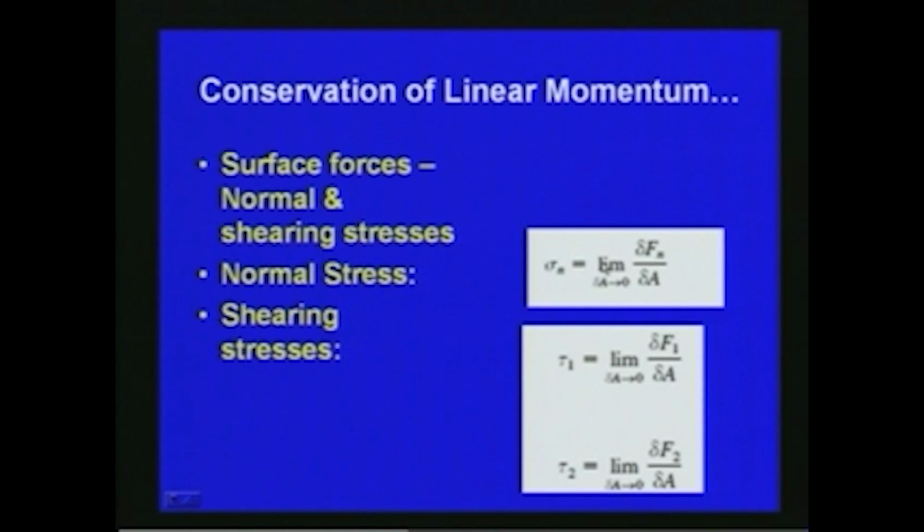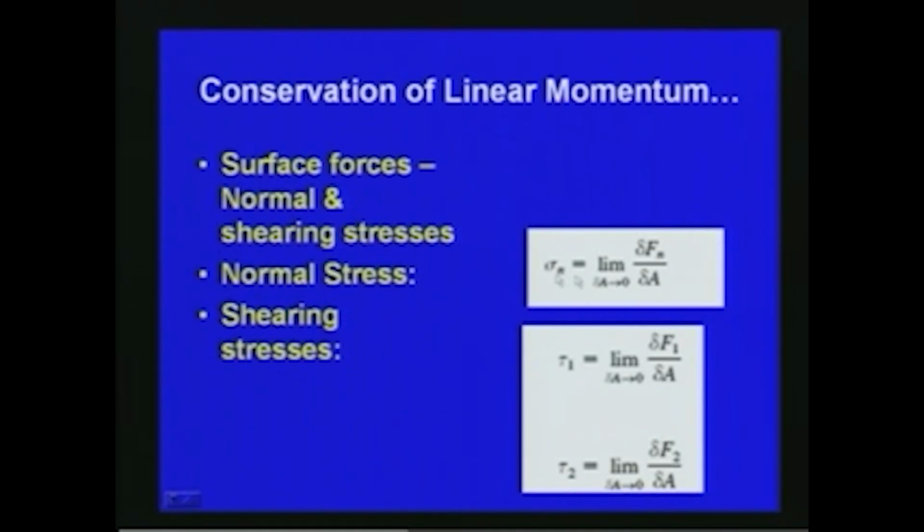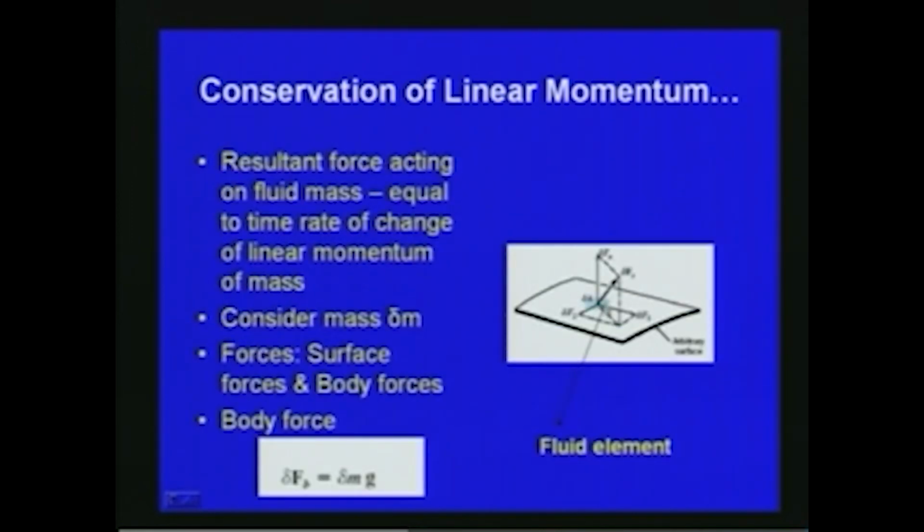Now, based upon this, we are in the process of deriving the Euler's equation. Before that, when we derive these kinds of fundamental equations, we consider a fluid element of mass delta m, and then check what are the various forces acting on that particular fluid element. The surface forces can be either normal to the surface, or they can be shearing stresses. If we consider the normal stress with respect to the previous figure, we can write sigma n is equal to the limit, as delta A approaches 0, of delta Fn by delta A.